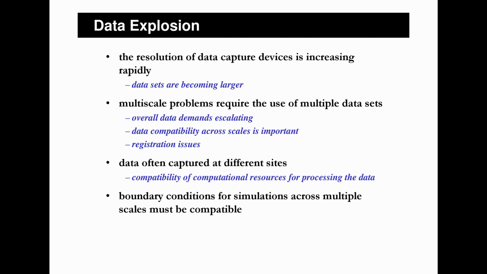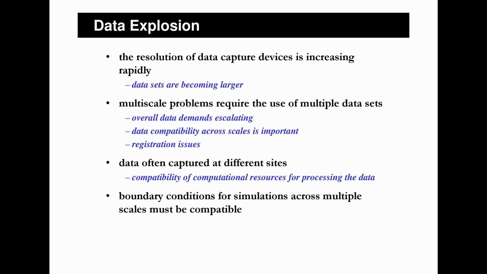You've then got a problem of data compatibility, because you're capturing data from different devices, possibly at different locations and different laboratories all around the world, maybe using some old data, some newly captured data. Trying to ensure that you've got data compatibility is becoming a bit of a nightmare. And you've got registration issues where you're fusing this data and trying to create a general picture out of it. Data is often captured at different sites, and the computational resources are often different. Just look at the operating system, for example, and how you use the software. You will get obvious incompatibilities which have to be overcome. And when you're doing simulations, you have to ensure the boundary conditions are compatible across the multiple simulations that you're performing.